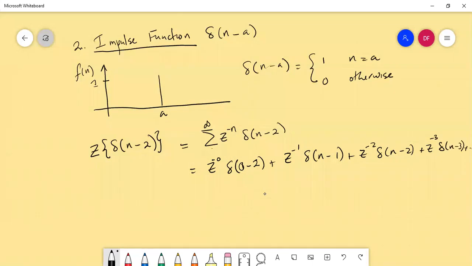Now, we said that the only time it is 1 is when the argument is 0. So this is going to be 1 minus 2, this is going to be 2 minus 2, this is going to be 3 minus 2, etcetera.